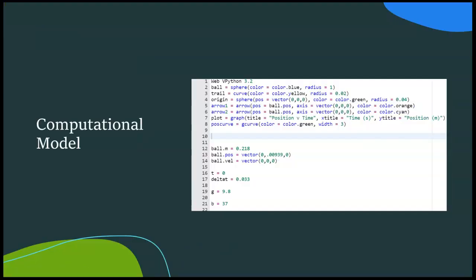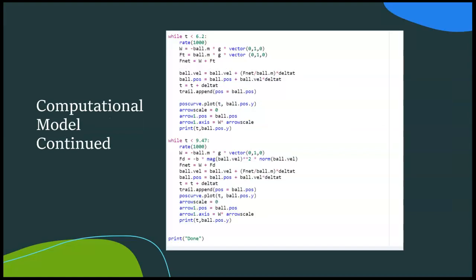Here is the computational model we built. This code initializes the ball, which is used to represent the slinky, and it defines the initial conditions of this experiment. Here we set the mass of the ball to the slinky to be 0.218, the initial position to be 0.03939 meters, and the initial velocity to be 0. T is set to be 0 and delta t is 0.033, which is the frames per second. G is 9.8 and the coefficient of drag is set to be 37.